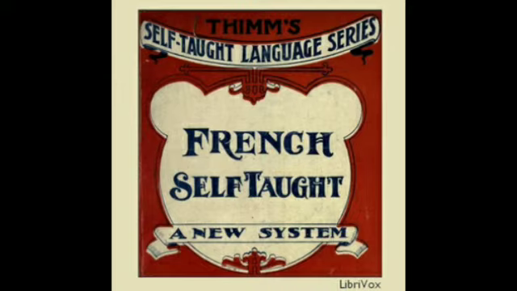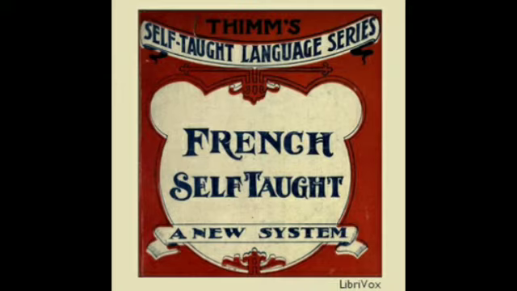Perfect. That I may have been, Que j'ai été. That thou mayest have been, Que tu aies été. That he may have been, Qu'il ait été. That we may have been, Que nous ayons été. That you may have been, Que vous ayez été. That they may have been, Qu'ils aient été.